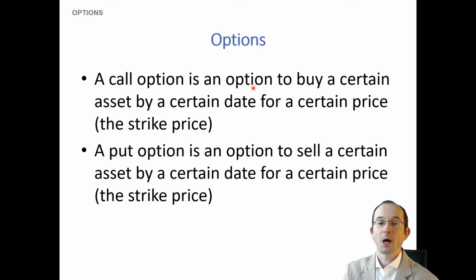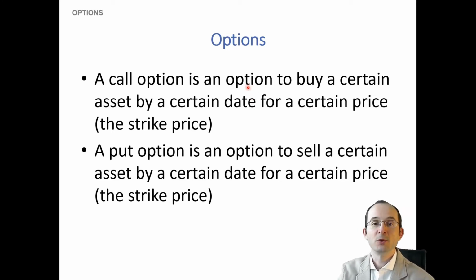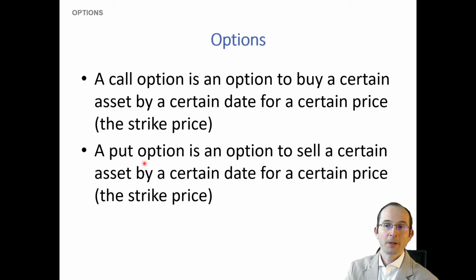Remember, futures and forwards obligate you to buy. If you're long a future or a forward, you're obligated to buy the underlying asset at a certain price at a certain time. A call option gives you the right, but not the obligation to do so. And analogously, a short position in a future or forward gives you the obligation to sell the underlying asset at a certain price at a certain time, whereas a put option gives you the option to do so. You have the right, but not the obligation to sell a certain asset by a certain date.